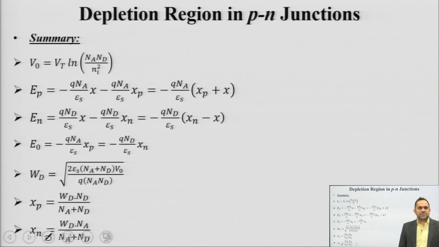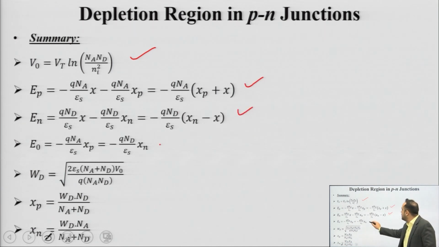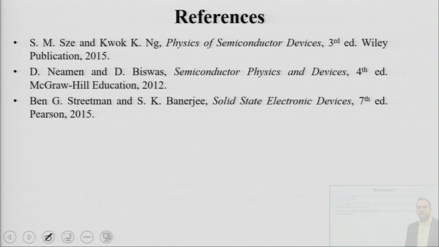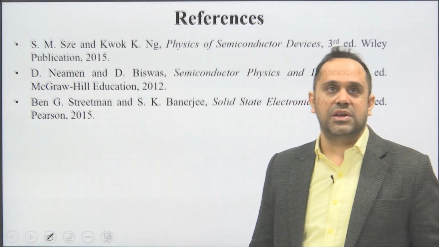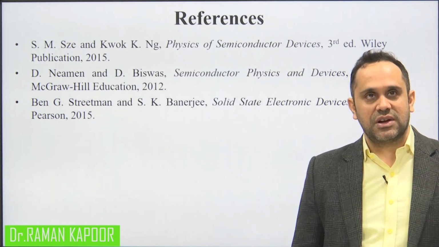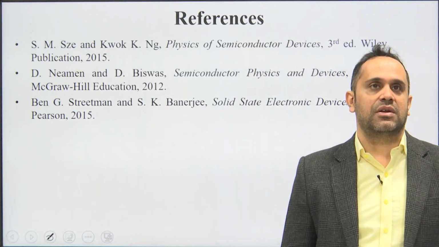This is just a brief summary of what we have done in today's lecture. This is the built-in potential, electric field on the p side, electric field on the n side, maximum or peak electric field at the junction, depletion region width, p side of the depletion region, n side of the depletion region. Okay. These are some of the references you can refer to for the content of today's lecture. Okay. So, with this we end this lecture and we will continue our discussion in the next lecture.